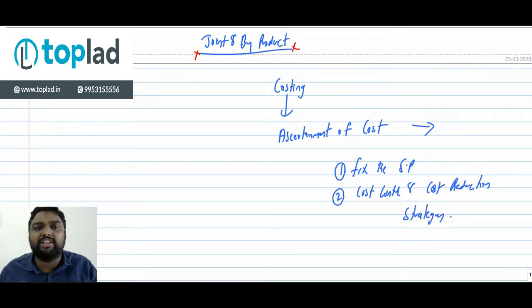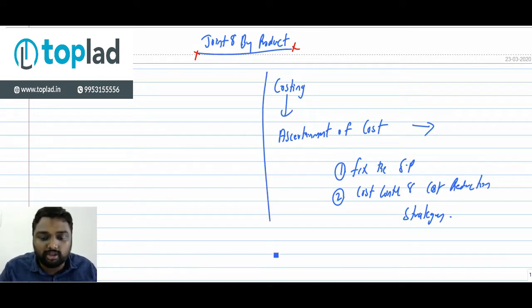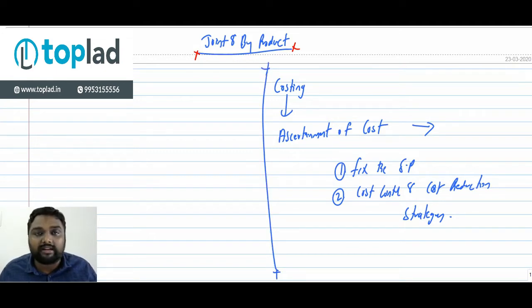Obviously, unless you know the current cost, you can't control the cost or reduce the cost. You want to fix the selling price also. So for this you have to ascertain the cost. See, our cost ascertainment must be accurate.